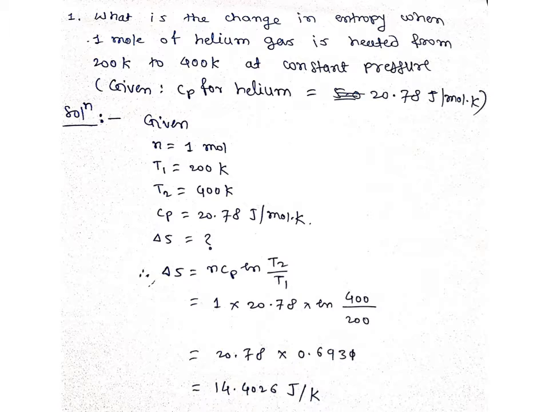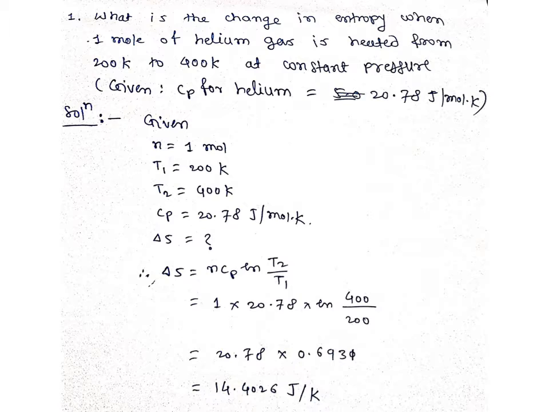Given number of mole 1 mole, T1 200 Kelvin, T2 400 Kelvin, heat capacity at constant pressure 20.78 joule per mole per Kelvin, delta S we have to calculate. To calculate the delta S, we have to use the formula, that is delta S is equal to n Cp ln T2 divided by T1. Now put the values of number of moles, heat capacity at constant pressure, T2 and T1 into this formula and then solve this.